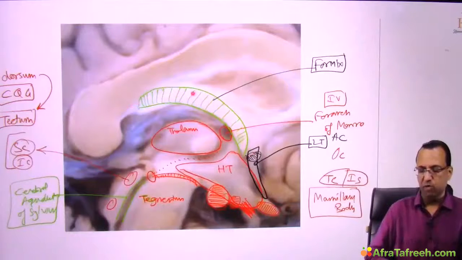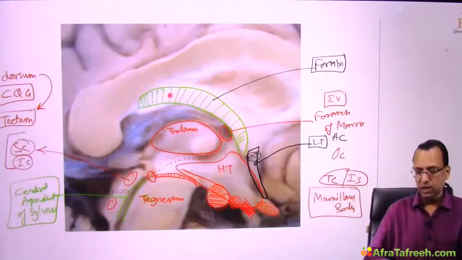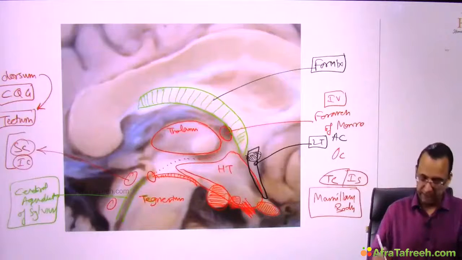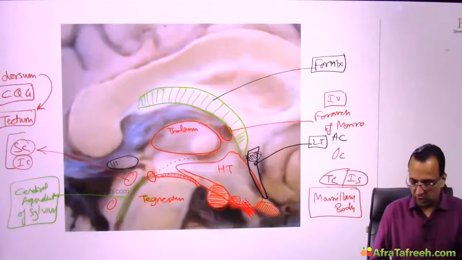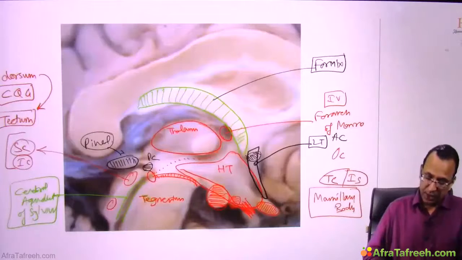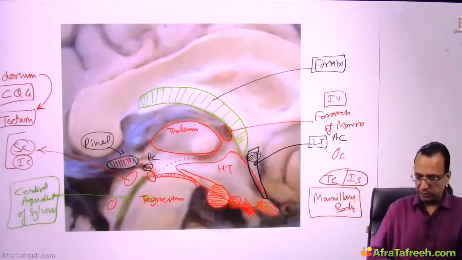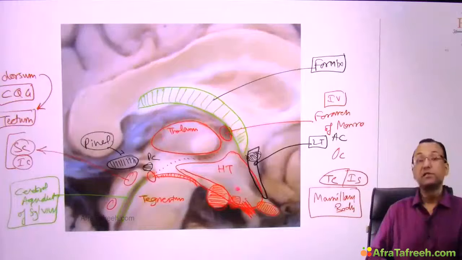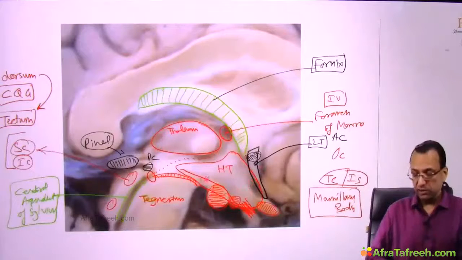What is the posterior boundary of the third ventricle then? Pineal is posterior. Along with pineal there is also the posterior commissure. Remember, the pineal gland and the posterior commissure are the posterior boundary of the third ventricle. So where is the third ventricle? This is the third ventricle. Then what is the posterior boundary? That is the pineal gland and posterior commissure.